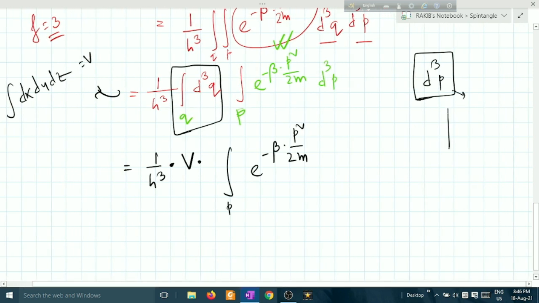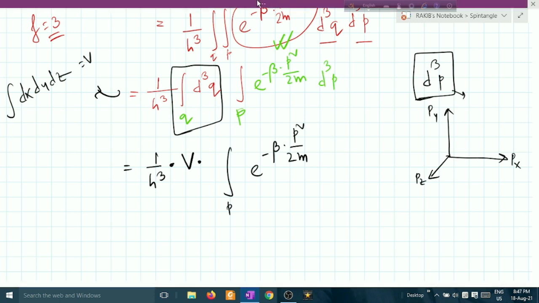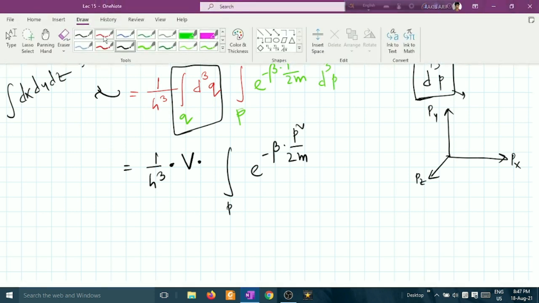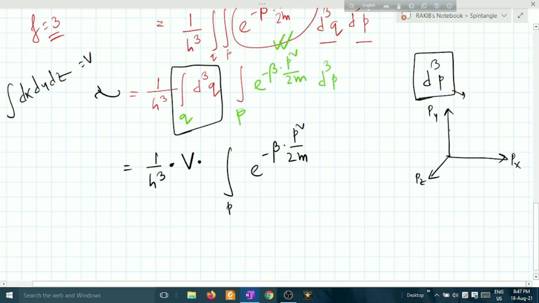Annular means, say you have positive px, py, pz axes. This is the px axis, this is the py axis, this is the pz axis. I have calculated this in previous lectures. There is an internal sphere, this is a 1/8 portion of the internal sphere, and there is an external sphere, also a 1/8 portion of the external sphere. Both spheres have different radii. That means you have an annular space.